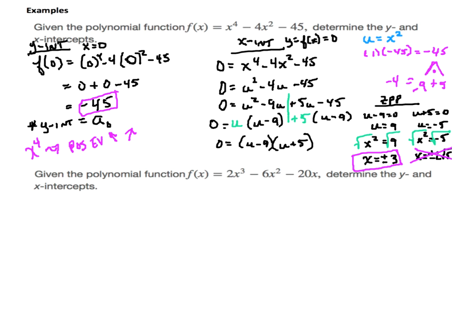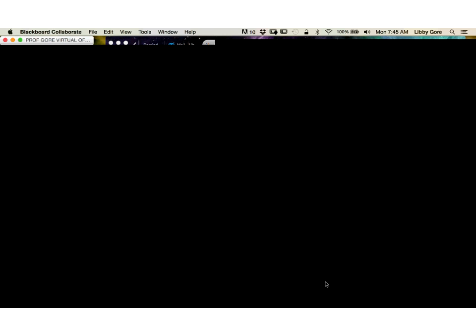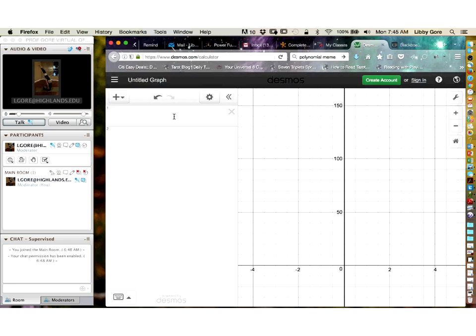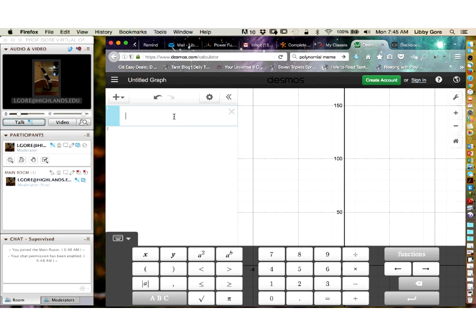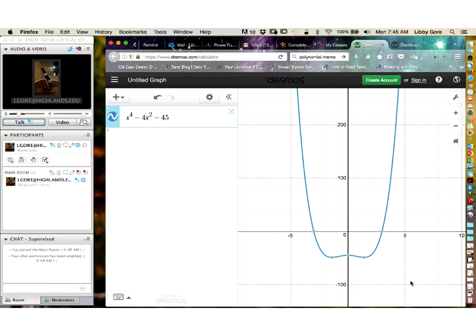So let's go take a look at the graph of this function just to verify everything. Now, we won't do this with all of them, but I think it's important to at least look at one of them. Okay, so if I go to my graphing calculator, and I have x to the 4th minus 4x squared minus 45. Let me zoom out so you can see. There we go. All right, so notice tails up.